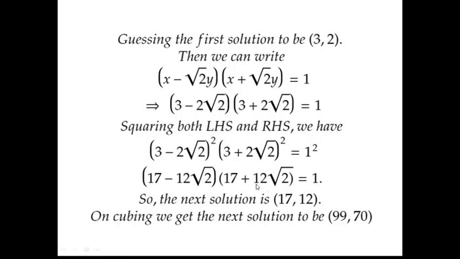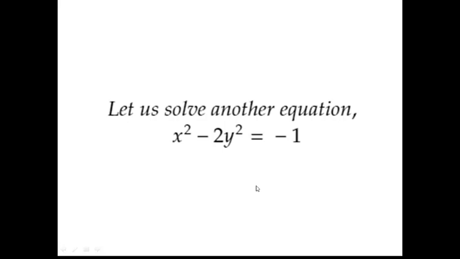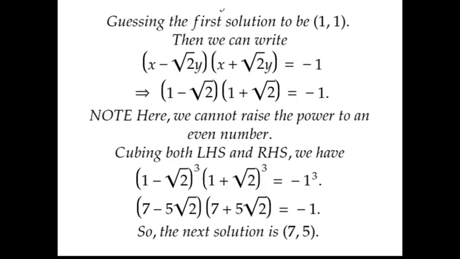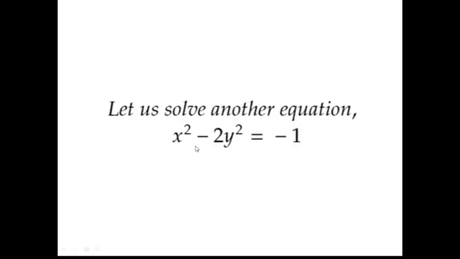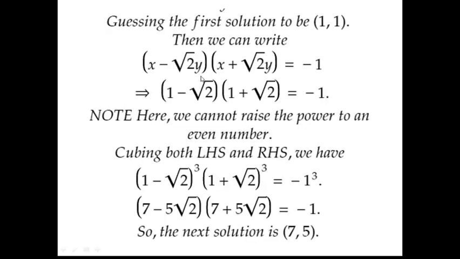Next, let us solve another equation, and this time it's not 1, it's minus 1. x squared minus 2y squared is minus 1. Can you guess an initial solution? Yes, it's very easy. A non-trivial initial solution is (1, 1). So you factorize this: (x minus root 2 y)(x plus root 2 y) is (1 minus root 2)(1 plus root 2), that is minus 1.